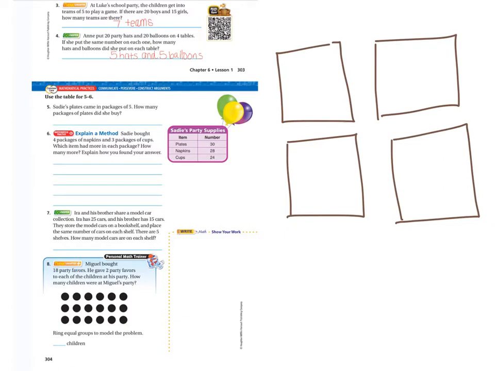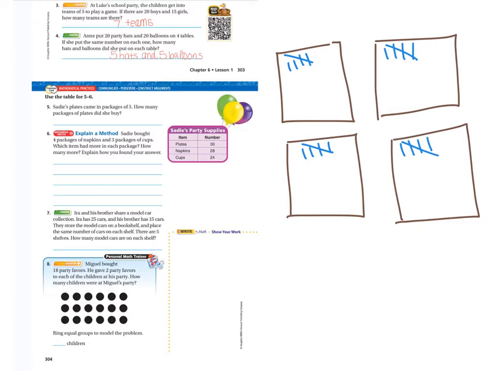To solve number 4, the first thing I did was draw the 4 tables that Anne was using. So we can see my 4 tables there. Then I am going to start with the party hats first. I am going to partition those 20 party hats. Here we go. 1, 2, 3, 4, 5, 6, 7, 8, 9, 10, 11, 12, 13, 14, 15, 16, 17, 18, 19, 20. There are the 20 party hats.